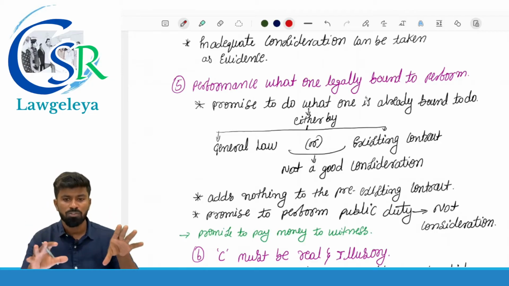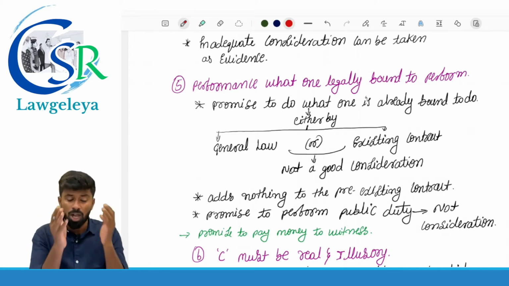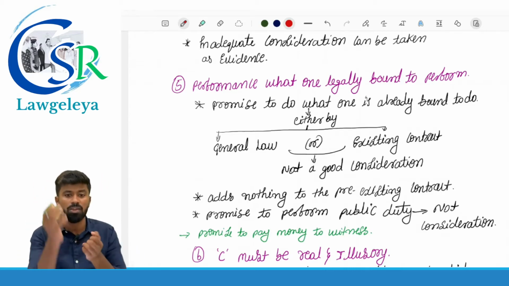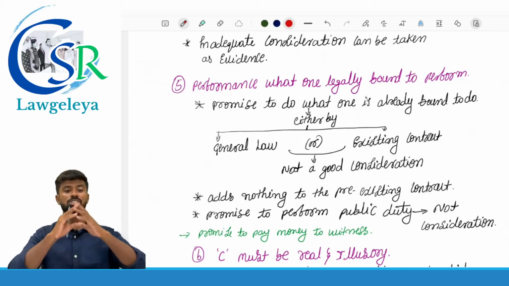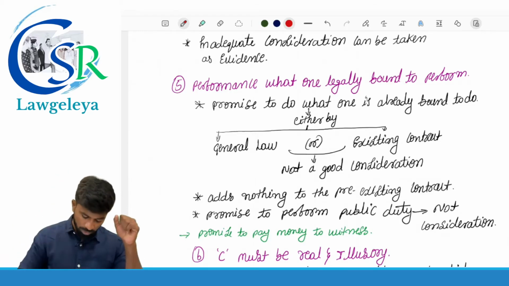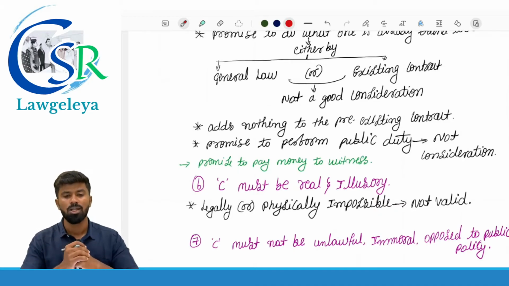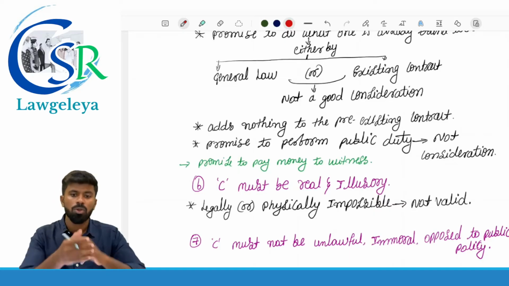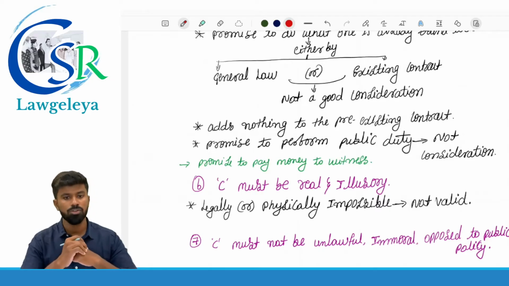A promise to perform the public duty, is it a valid consideration? No, because the public officers already have a public duty. They have a duty as per the law to provide that service free of cost. If they charge consideration for such promises, is it valid or not valid? Not valid. For example, the most classic example is promise to pay money to the witness. Can a witness take money for giving witness? No, it's his obligation. And if he entered into a contract to receive money for giving witness, is it valid? Not valid, not enforceable by law.